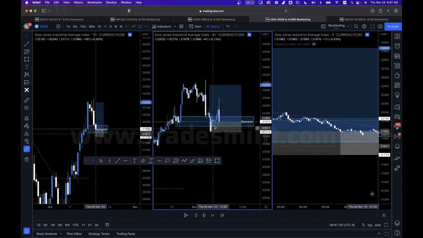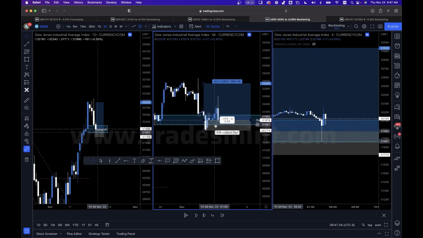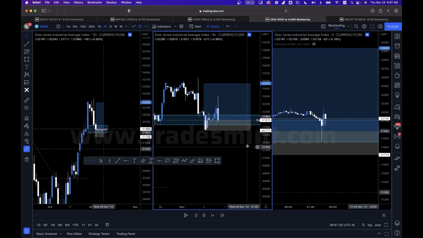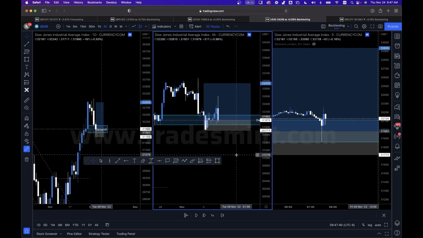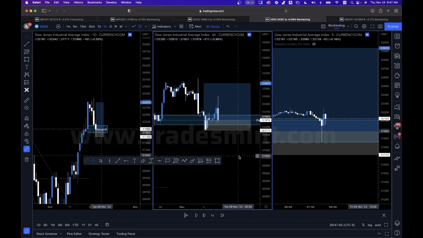Then look, we had another strong candle here, a bullish pin bar. That's another one. That bullish pin bar came and retested the wick and then shot up.